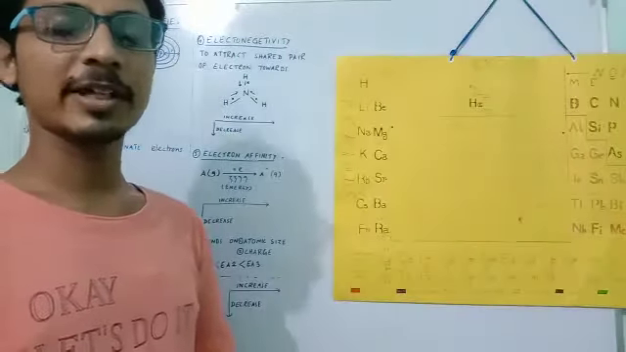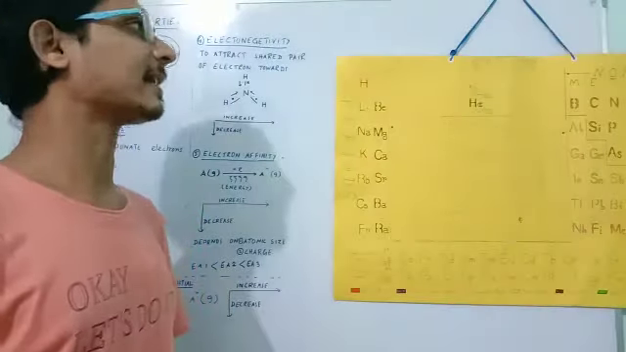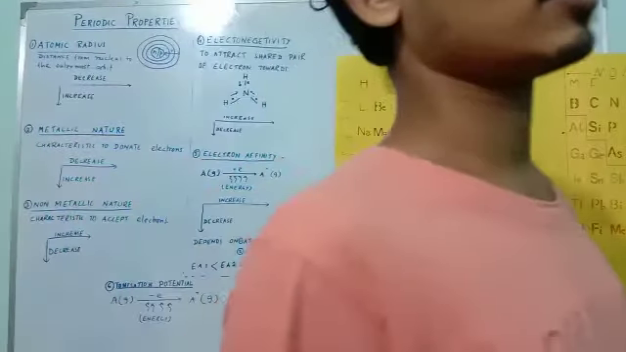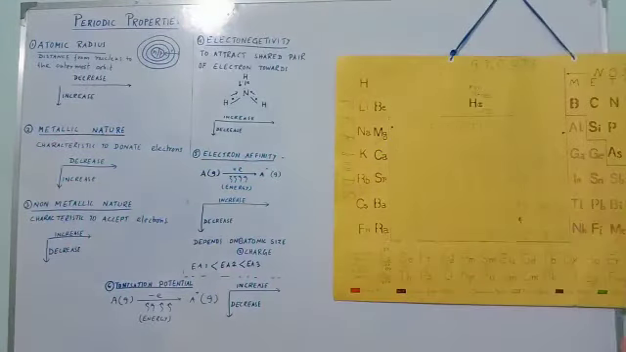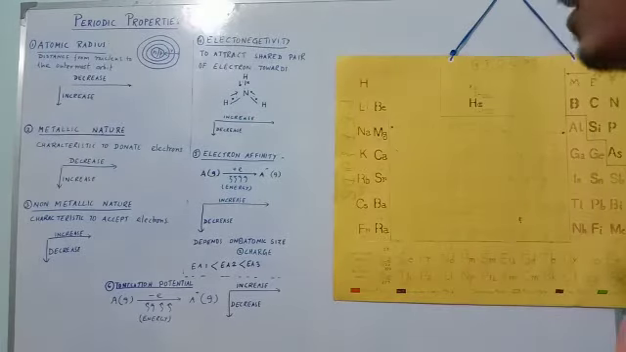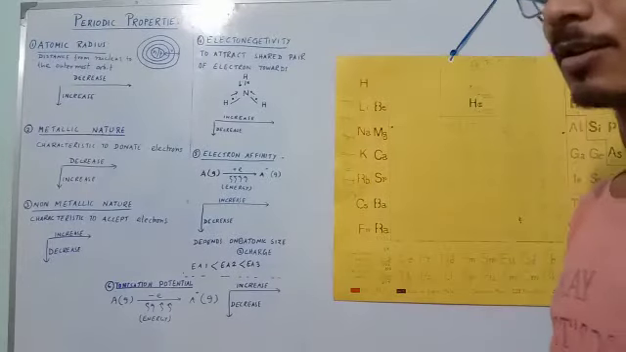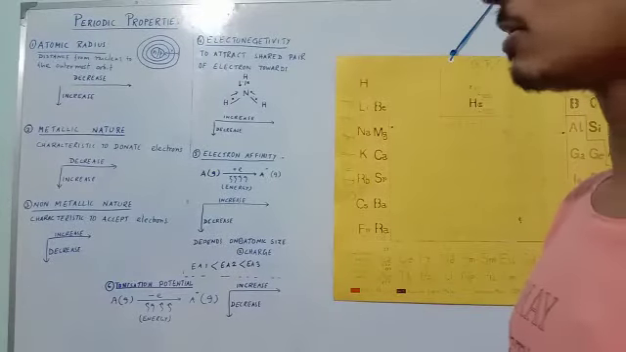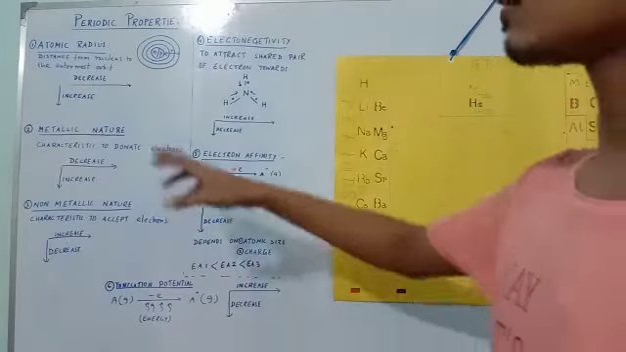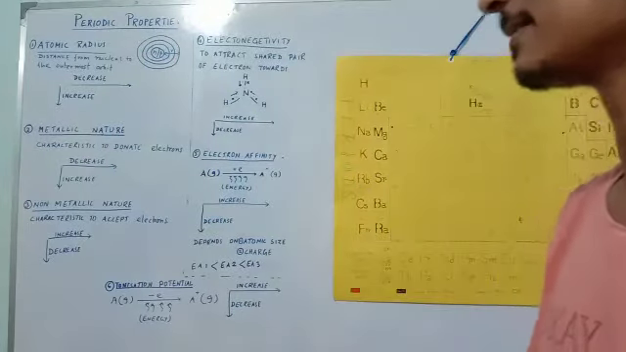Today we are going to discuss the second part of the periodic table, that is the periodic properties of the elements. Now before we discuss the changes in the periodic properties along a period and down a group, we have to know about certain periodic characteristics. So the first periodic property or characteristic is the atomic radius.